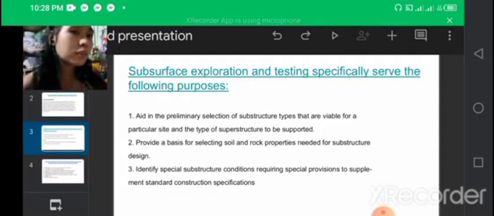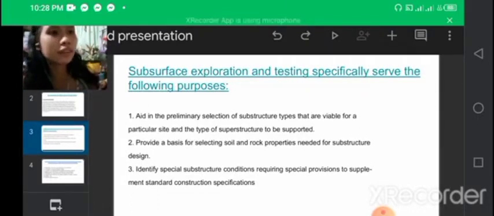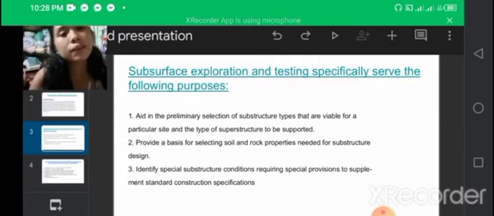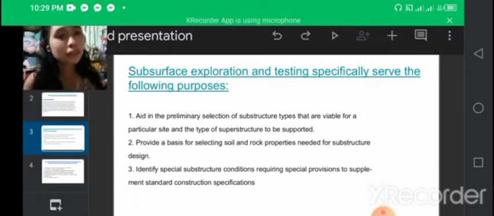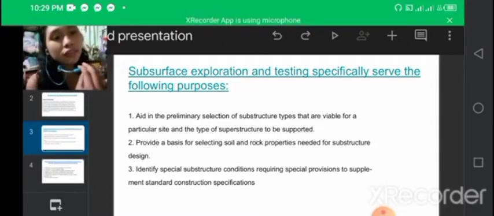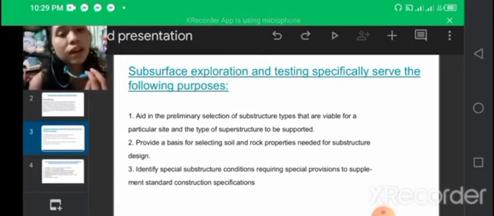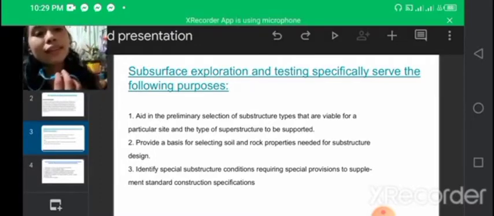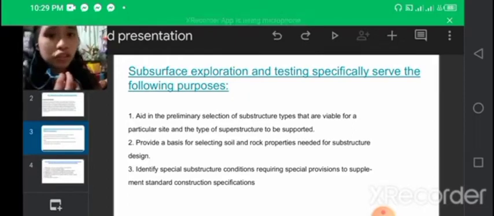The next one is the subsurface exploration, and the testing specifically serves the following purposes. The first one is to aid in the preliminary selection of substructure types that are viable for a particular site and the type of superstructure to be supported. Second, provide a basis for selecting soil and rock properties needed for substructure design. Third, identify special substructure conditions requiring special provisions to supplement standard construction specifications.